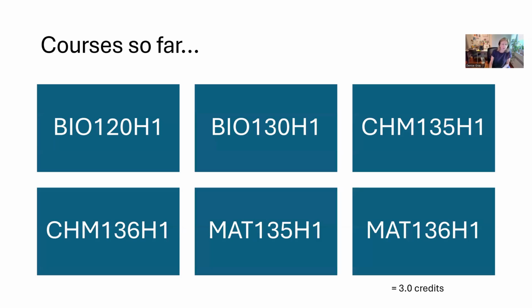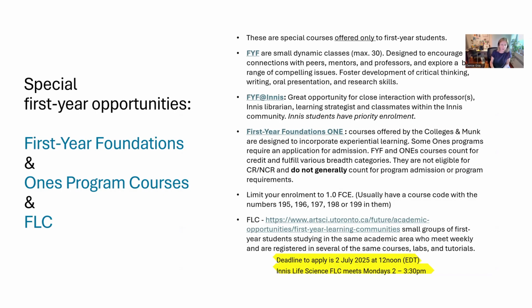All right. So thinking about my 5 credits that I need to enroll in, I already know that 3 of them are biochem and calculus. So I have 2 credits left to figure out. And how am I going to do that? Well, so I want to think about some elective courses, some special first year opportunities, first year foundations, ONES programs. These are options for, by and large, first year students only, like first year foundation courses and Innis 1 courses are literally only available to first year students. Upper year students are restricted from taking them.